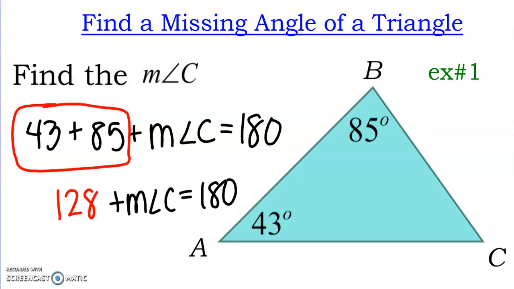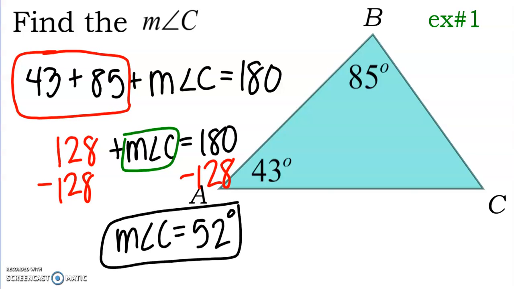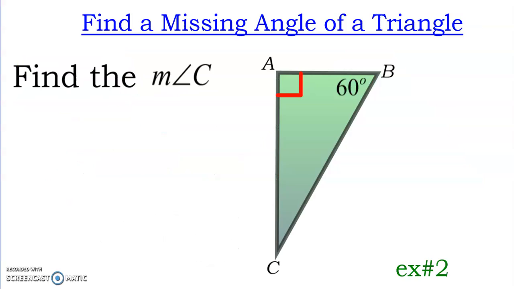So now to get the measure of angle C by itself, we're going to subtract 128 from both sides, and we get the measure of angle C is 52 degrees. And you can always check your answer because you can add the three measures together and make sure that they do add up to 180 degrees.